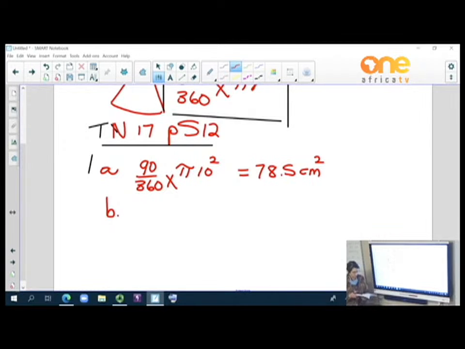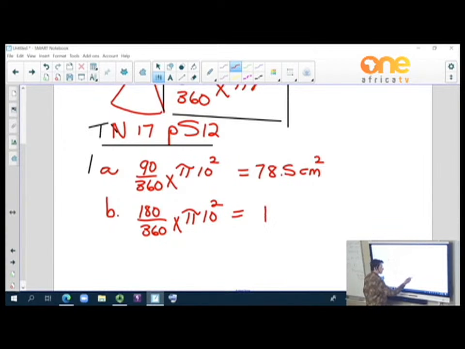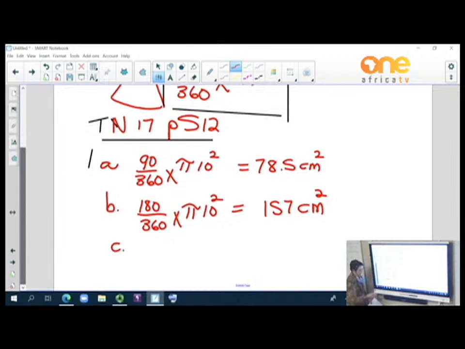Okay? Right. What is the angle at number B? No, 180 over 360, okay, of pi 10 squared. You're a little bit too quick. What is the answer? 157. So that sector area that you're going to eat is 157 square centimeters. That's your sector area. Ben, number C. What angle do I have now?